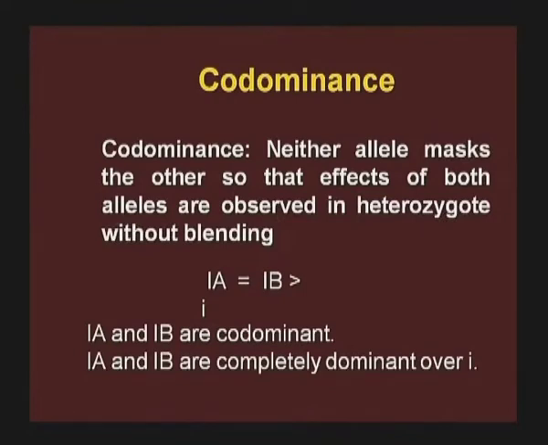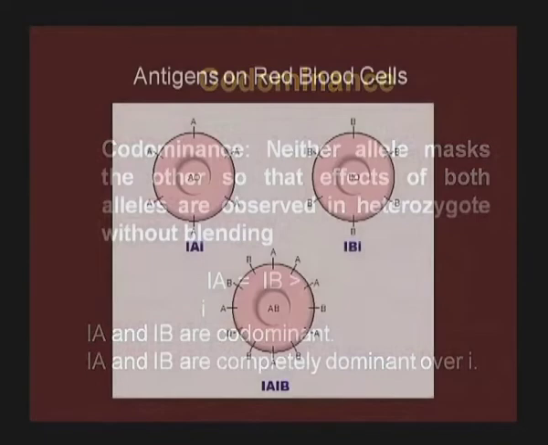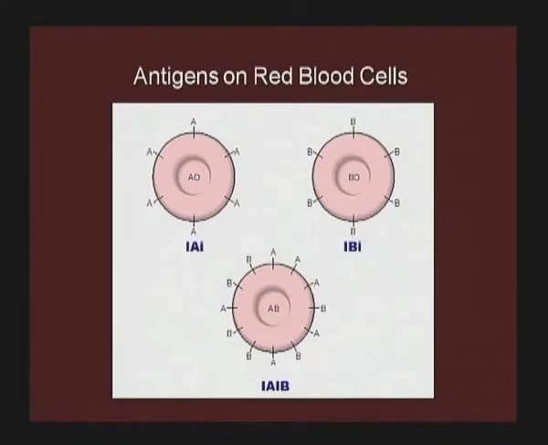Neither allele masks the other, so the effects of both alleles are observed in the heterozygote without blending. Capital I^A and capital I^B are codominant. Capital I^A and capital I^B are completely dominant over small i. This is the diagrammatic representation of antigens on red blood cells.